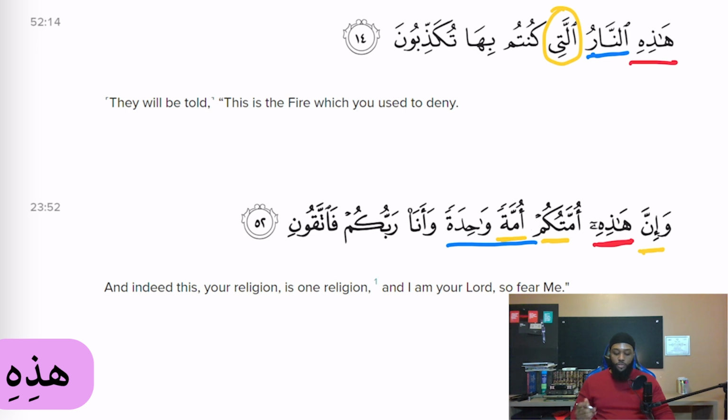Sifa wa mawsuf fragment. Wa ana, right? And the pronoun ana, wa ana and I, rabbukum, I am your Lord, right? Fattaquni. And this ni at the end here is actually the attached form of the pronoun ana, ni, but in short form. So sometimes this is done. So fattaquni, so fear me.